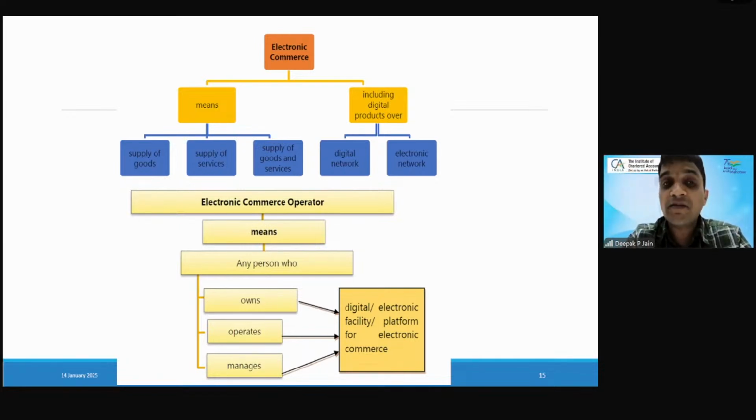When an e-commerce operator does this operation on behalf of somebody else, then he is called an e-commerce operator. Your own product you're selling on your website is just one of the modes of selling. Like Amazon and Flipkart, correct. They are all examples of an e-commerce operator. All the websites which allow individuals to sell their products online are called e-commerce operators.